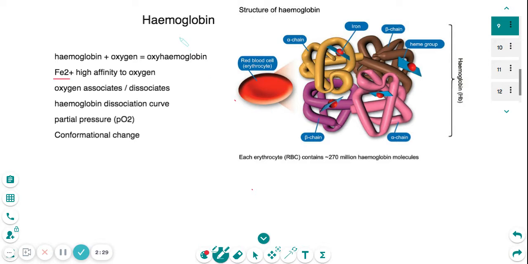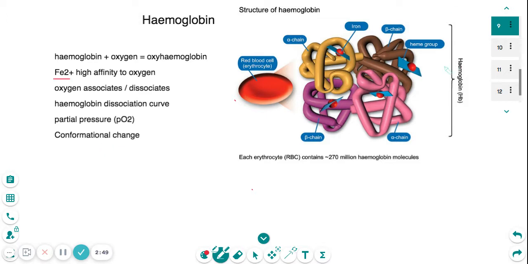So when we talk about haemoglobin, there are quite a few things to talk about. We're going to talk about something called the haemoglobin dissociation curve. And when we talk about the haemoglobin dissociation curve, we have to talk about partial pressure of oxygen as well. And we'll talk about this conformational change as well.